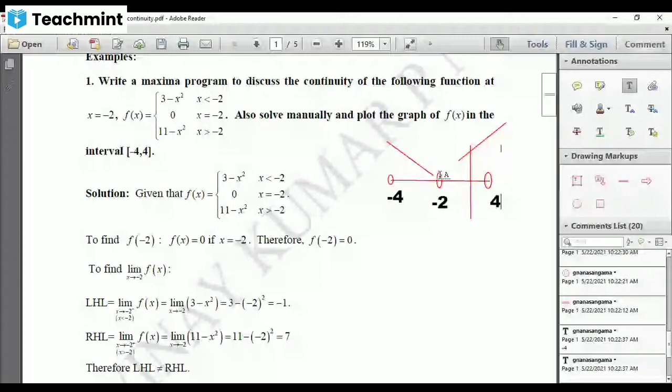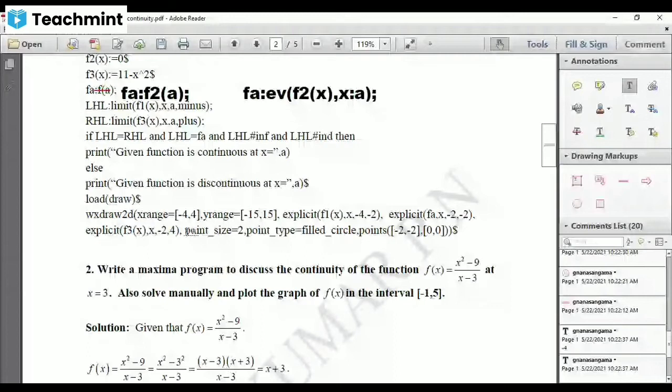So for that, I am doing this. What is that? point_size. So the size of that point, f of a point, point_size equal to 2. I have given 2 units of size, comma, point_type. Which type you want? I'm giving that as filled_circle. So that gives you a circle which is completely filled, of size 2.